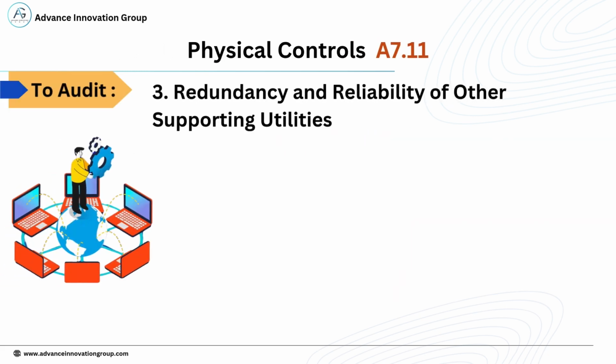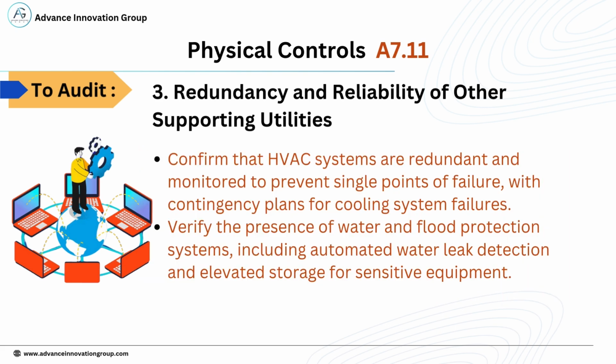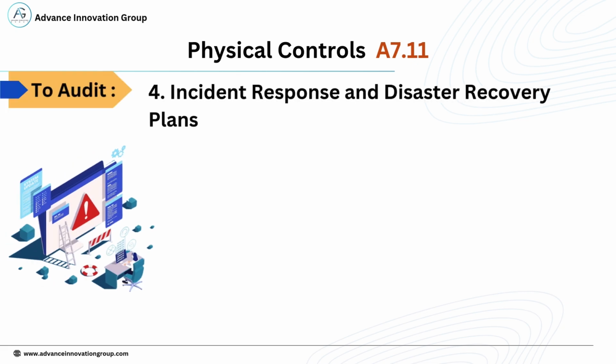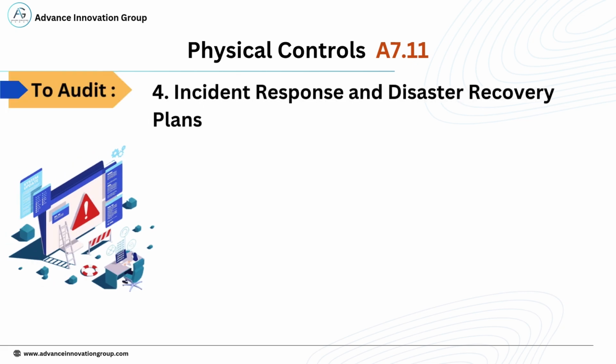Physical controls A 7.11 audit. 3. Redundancy and reliability of other supporting utilities. Confirm that HVAC systems are redundant and monitored to prevent single points of failure, with contingency plans for cooling system failures. Verify the presence of water and flood protection systems, including automated water leak detection and elevated physical controls.